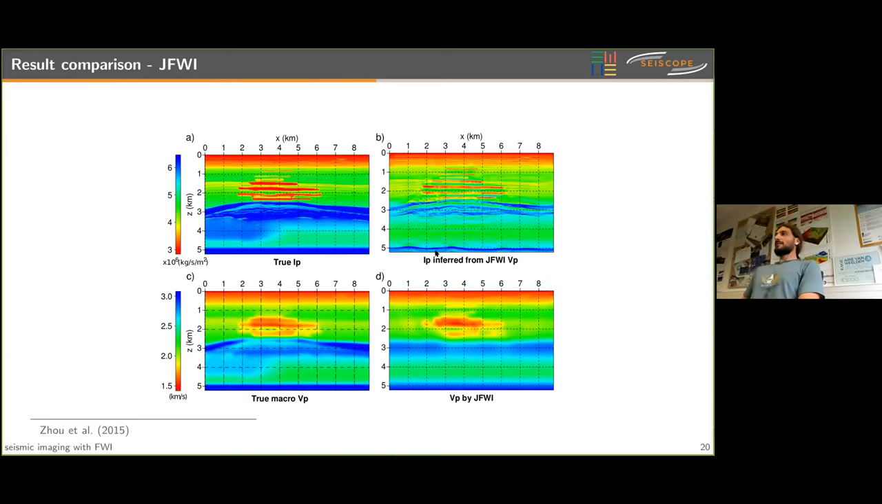Here, I just compare the interest of putting the direct wave and diving wave in addition to reflection. So we obtain this model for impedance and velocity, compared to this one if we consider only reflected waves. No surprise here, diving and direct waves allow us to better constrain the shallow part, which then translates to better estimation at depth.